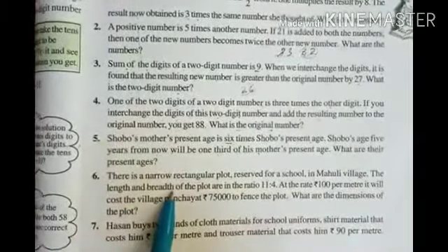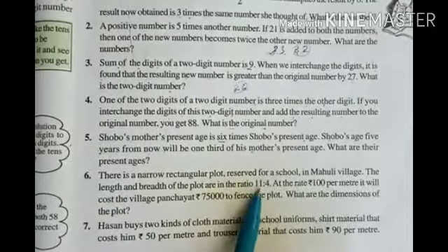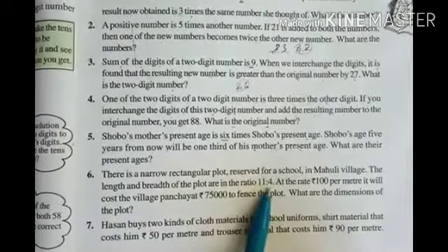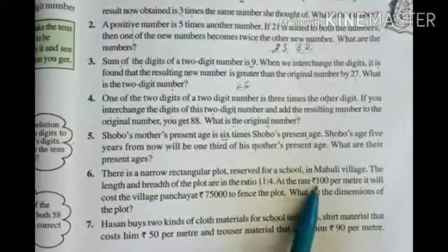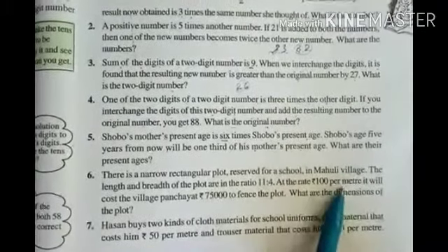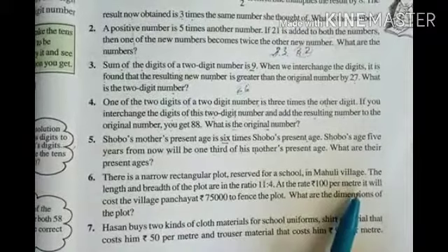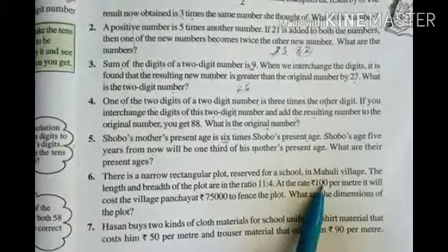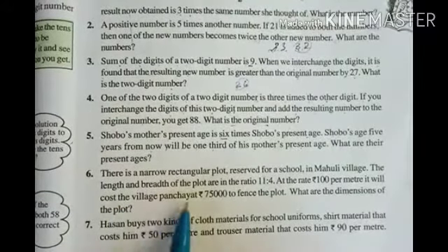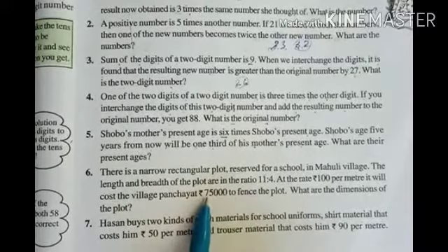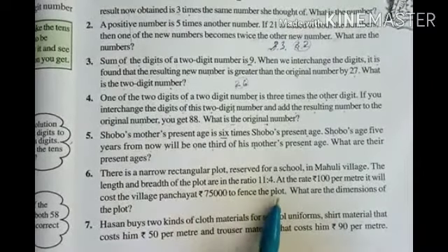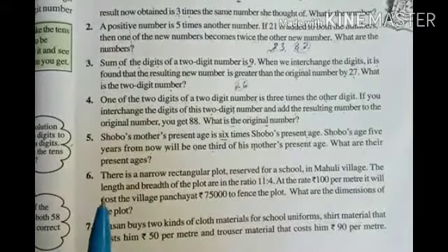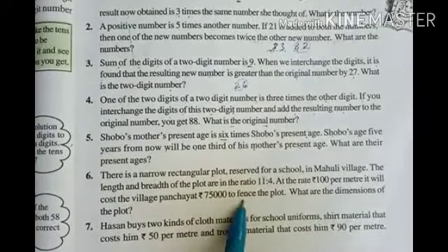The length and breadth of the plot are in the ratio 11:4. So the length ratio is 11, and the breadth ratio is 4. At the rate of rupees 100 per meter, means at 1 meter, what is the cost of 1 meter? Rupees 100. It will cost the village panchayat rupees 75,000 to fence the plot. Fence means what? Around the plot they will make a boundary.